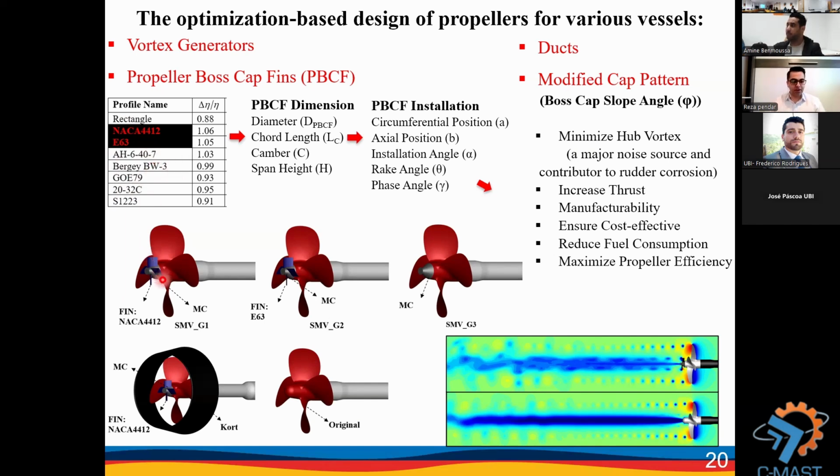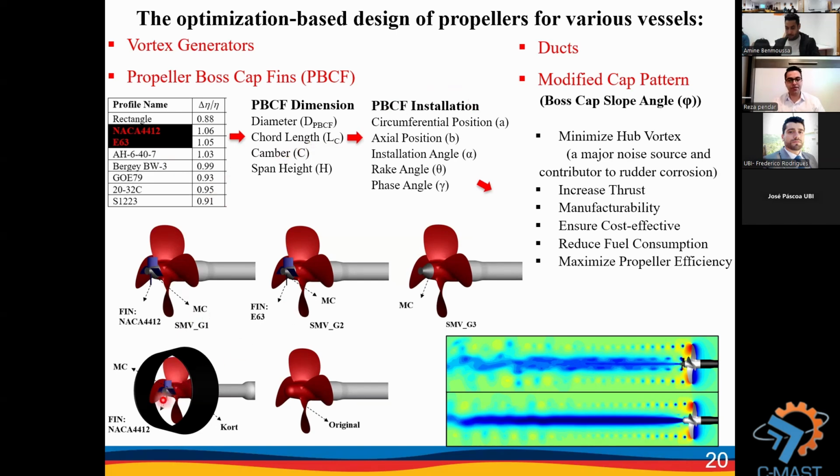By considering them over the cap fin of the propeller, we found out that the NACA 4412 and E63, these two patterns, can obtain the maximum thrust and also minimize the hub vortex. Also the manufacturability of these patterns is not that difficult, it's easy, and they are also cost effective.